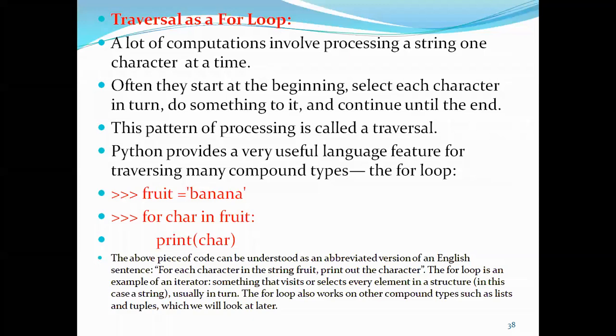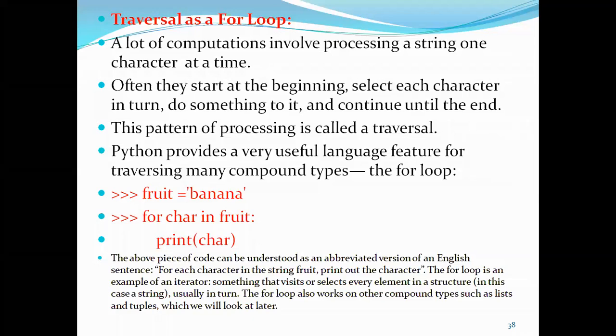This pattern of processing is called traversal, which means you are visiting each element at least once in a linear order or a particular order, that will be in a sorted sequence. Python provides a very useful language feature for traversing many compound types: the for loop.